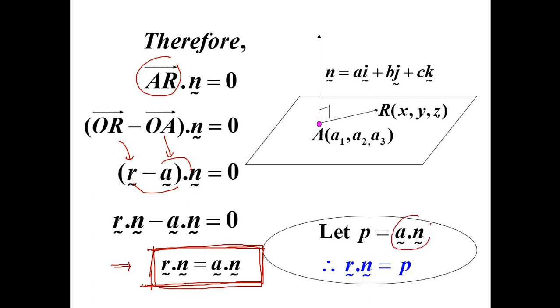When two vectors have a dot product, or scalar product, we get a scalar. p is a scalar, or constant. So here we use p. You can remember that r dot n is equal to p. This is very important. We say this is the vector equation for a plane. This is the formula, from r dot n is equal to p, where p is a constant.